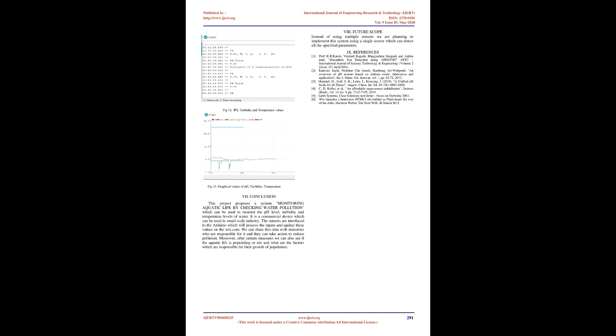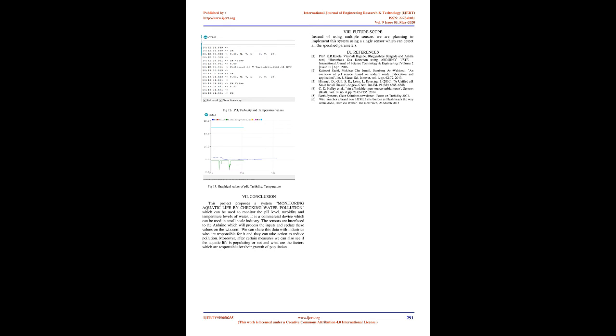V. Working. The pH sensor, turbidity sensor, and temperature sensor are interfaced with the Arduino. Based on the code written in the Arduino IDE, the values will be displayed in the serial monitor. The data we get from the sensors, such as pH, turbidity, and temperature of water, will be uploaded manually in the river water quality database. Based on the data in the database, suitable actions are taken by the government authorities. Fig. 11, hardware setup.